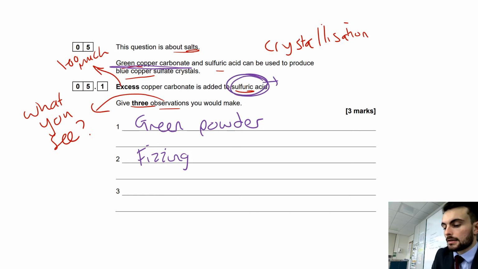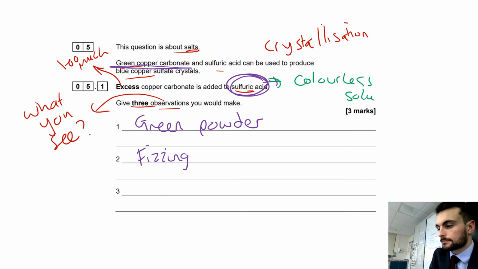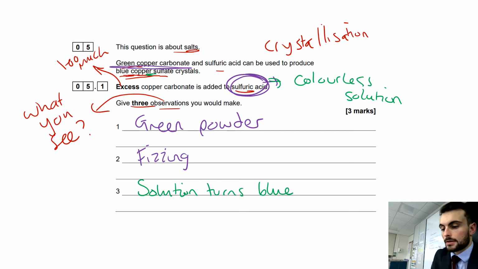This is, I'll do it in a different colour, a colourless solution. You could put that in there. Anything else? We could say, if the copper sulfate crystals are blue, what colour does the solution change when we do the chemical reaction? Solution turns blue. Okay. What else could we say? At the end of the reaction, we could say it stops fizzing.